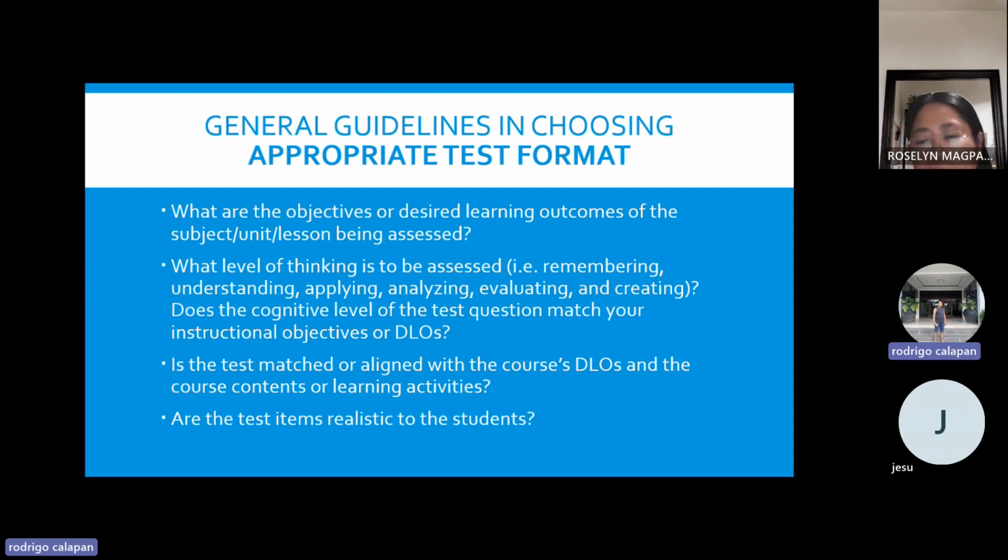For example, if we intend to assess how much our learners are able to identify important concepts discussed in class, definitely that is the remembering or understanding level. So a selected response format such as a multiple choice test would be appropriate. However, if we intend to assess our students on how they will be able to explain or apply in another setting the concept or framework learned in class.